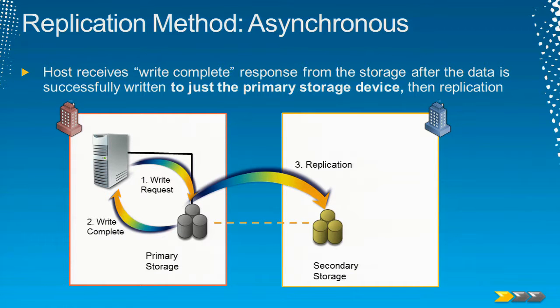The disadvantage is if the data center crashes before the queue gets flushed to the other side, you may lose data. That's one of the disadvantages of using asynchronous replication.